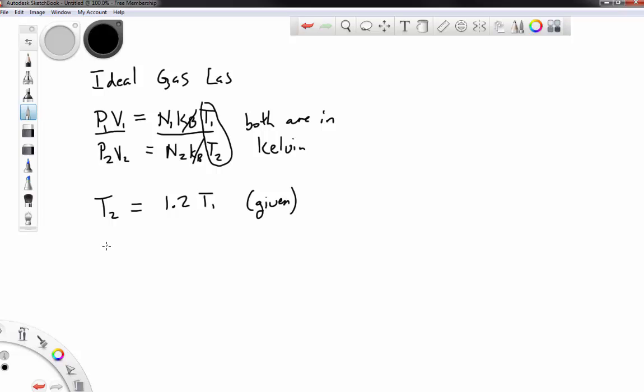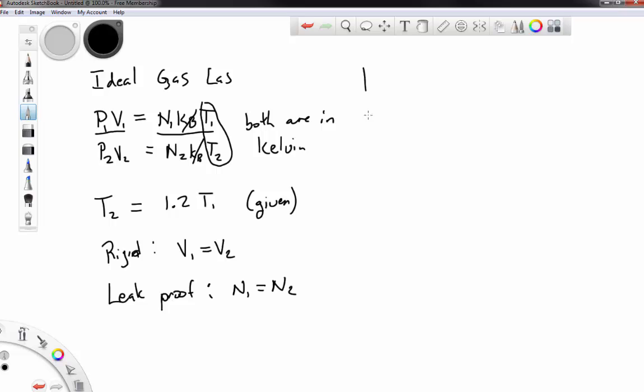So that was given in the problem. We have to make an assumption here, which is that the cylinder of gas is rigid. Rigid cylinder means that the volume does not change, so V1 is equal to V2. And we're going to make the assumption that this is leak proof, so that means that no particles escape from the cylinder. Both of those are generally valid assumptions if no information is given about the cylinder in question.